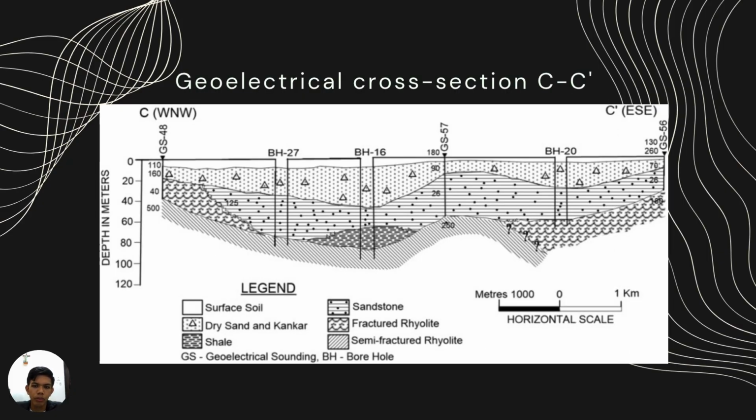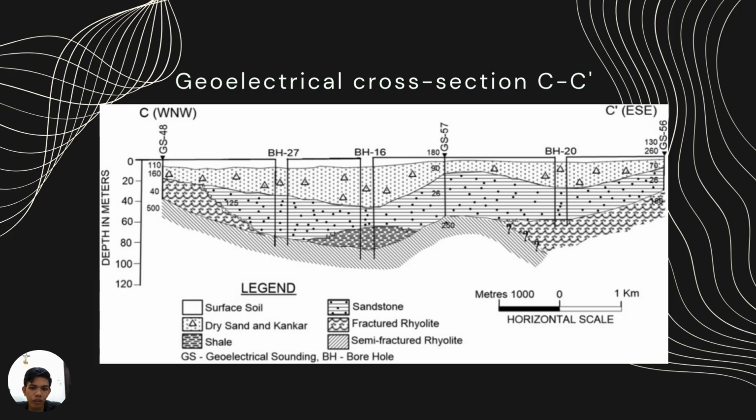Next one, we have geoelectrical cross-section C to C. This geoelectrical cross-section runs about 7.6 kilometers from west-northwest to east-southeast. It is based on three sounding results and borehole data to understand underground layers. The section mostly shows four layers except one spot with five layers.